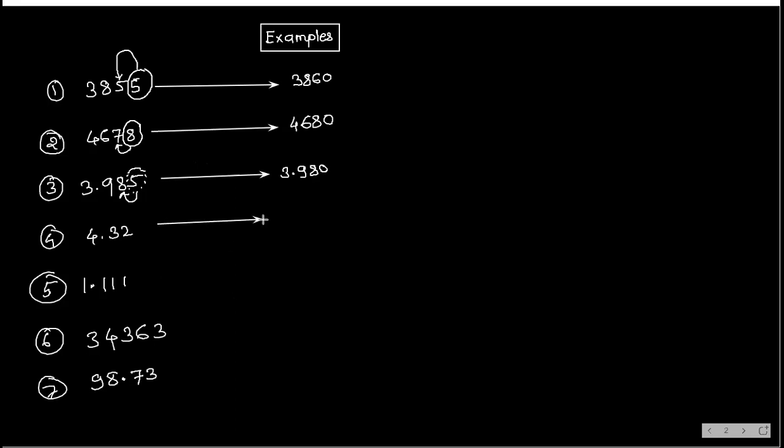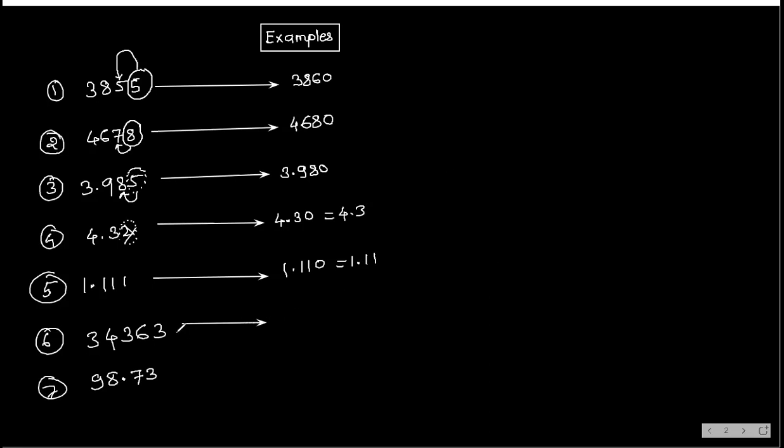Next one, you see this one. 4.3. This number is less than 5. Okay, less than 5 means we simply eliminate or replace with 0. So this is 4.30, or even 4.3 you can write. Next one, you see this number. Who will tell me? 1.110, or even you can write it as 1.11 also. Yes. Next, tell me this number.